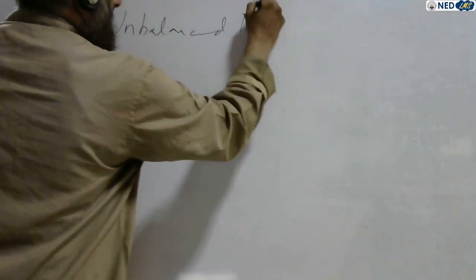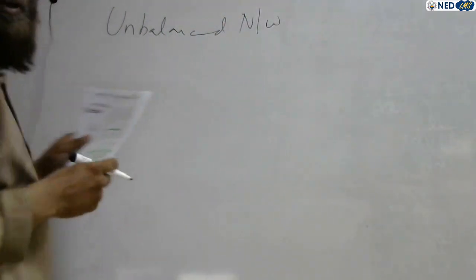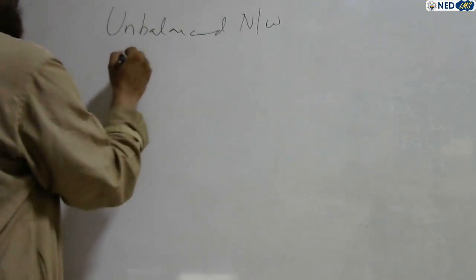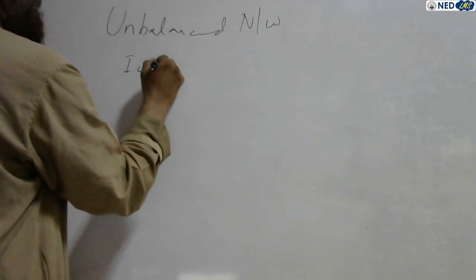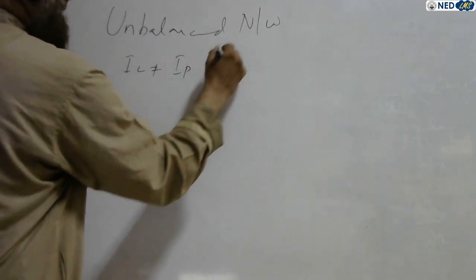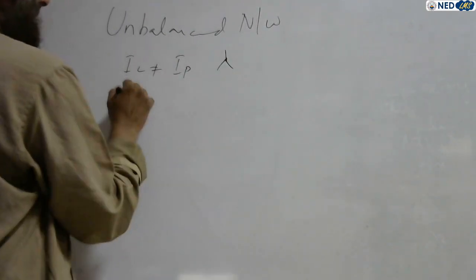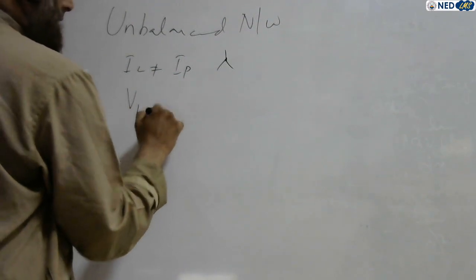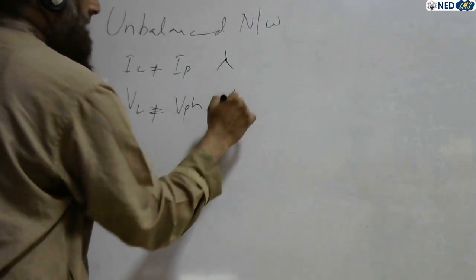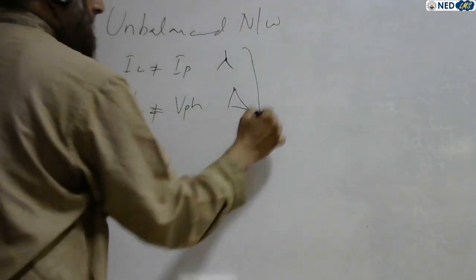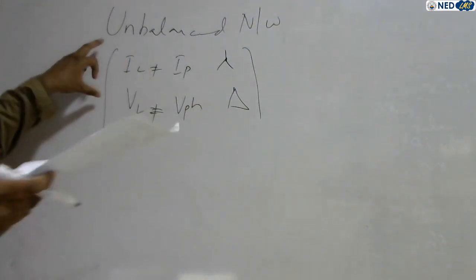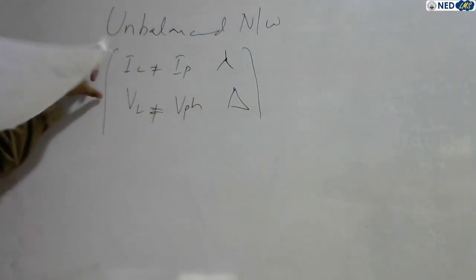We are now solving unbalanced networks. What are unbalanced networks? Where the impedance on any phase is different from the other impedances. That is unbalanced. So remember, in unbalanced networks, line current is not equal to phase current in a star connection, and line voltage is not equal to phase voltage in a delta connection. This statement is true for unbalanced networks.